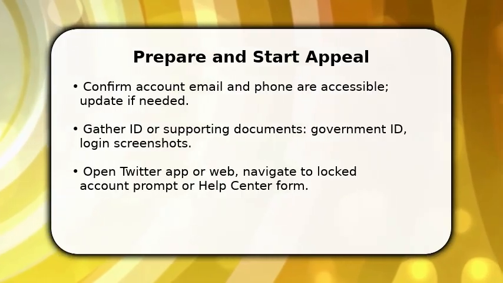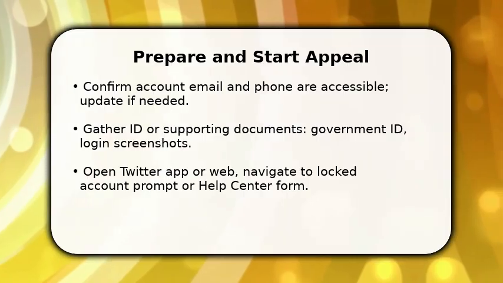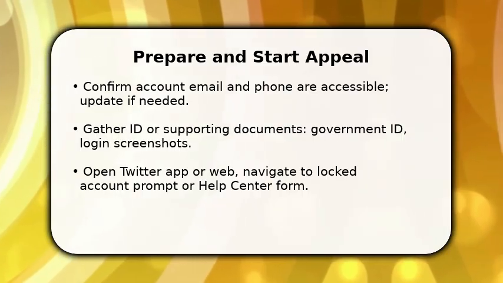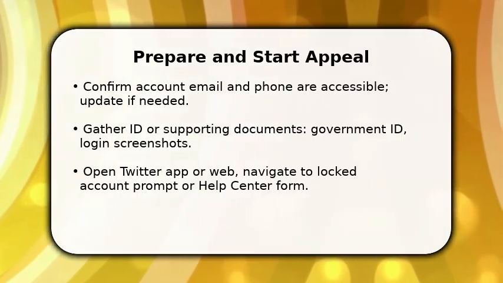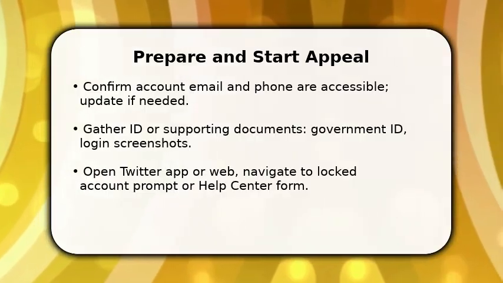Next, open the app or a browser, go straight to the locked account prompt or Twitter Help Center form, and choose the I can't access my account or appeal an account lock option. This gets your case into the queue and lets you attach the verification files needed to proceed.